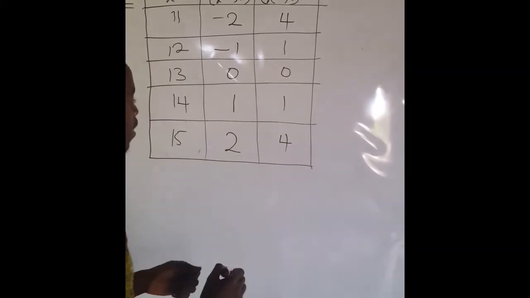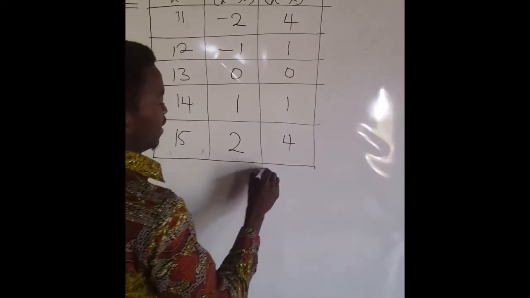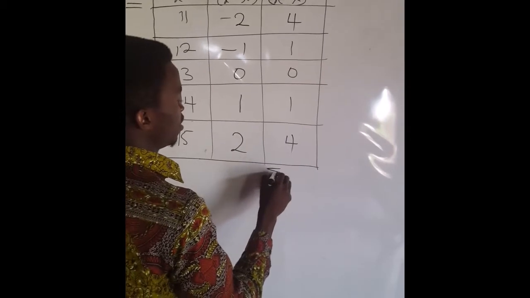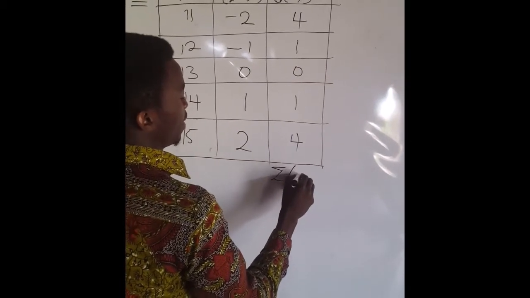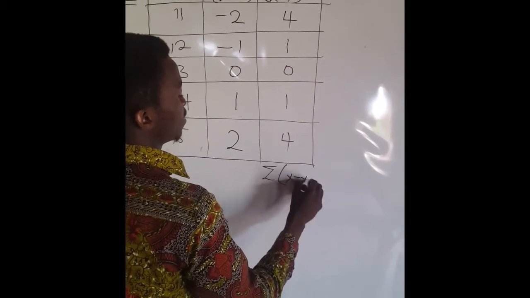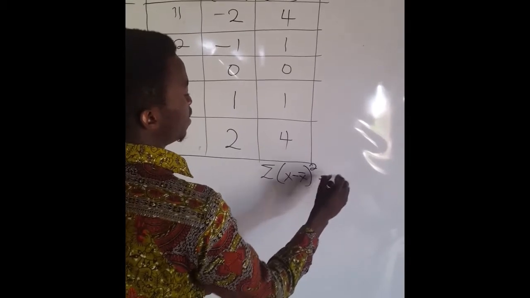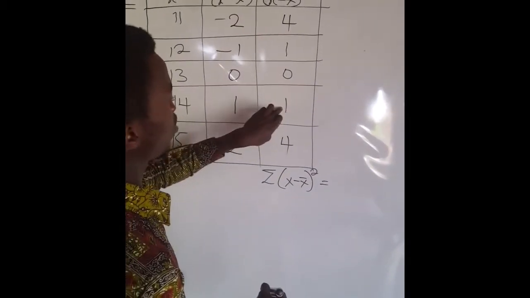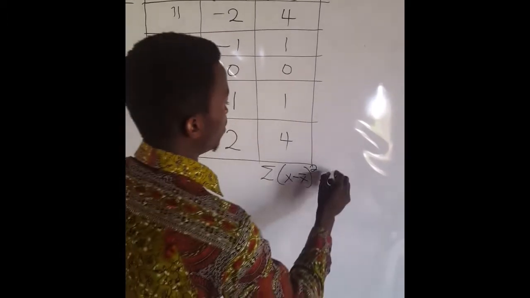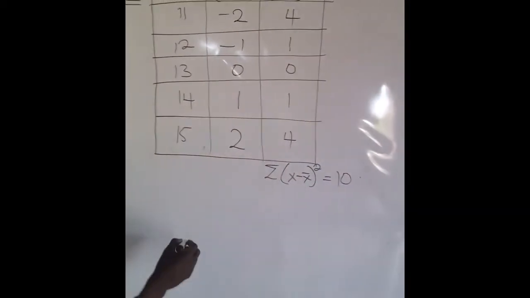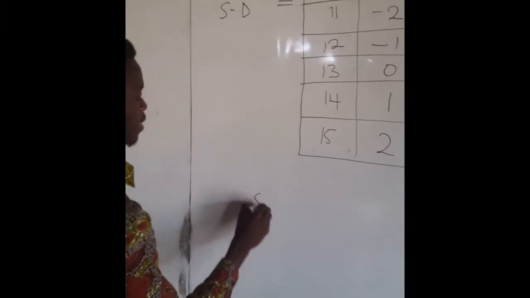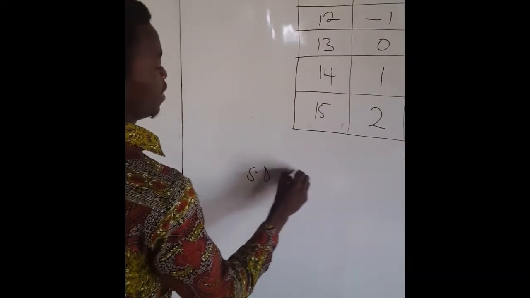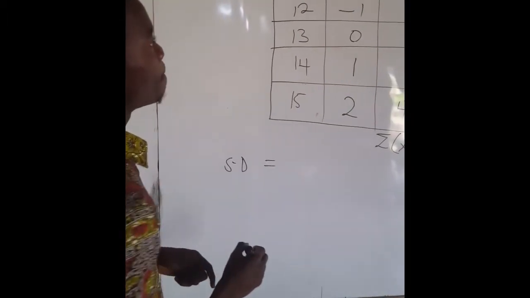4. Now we are going to need the summation of these values. So sigma x minus x bar squared. And this is going to give us 4 plus 1, which is 5, plus 1, 6, plus 4, which is what? 10.